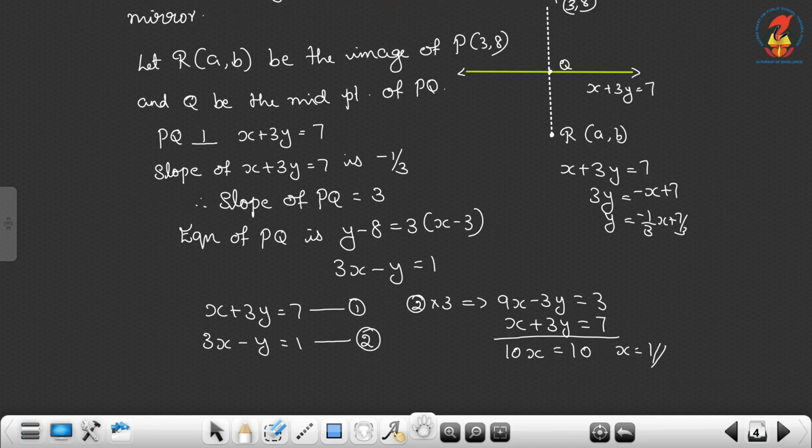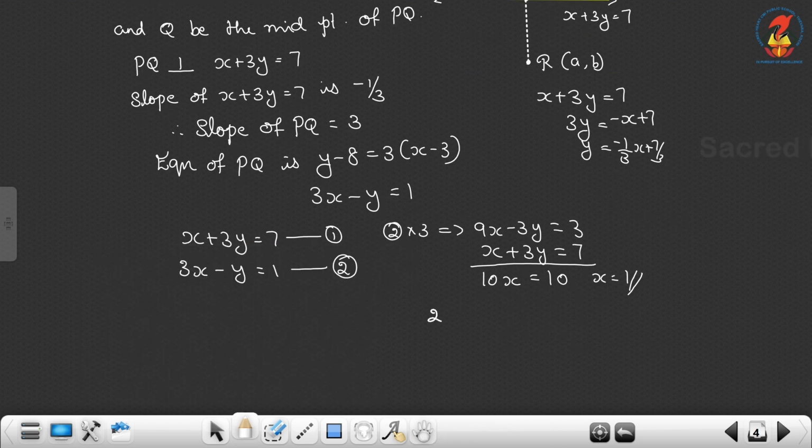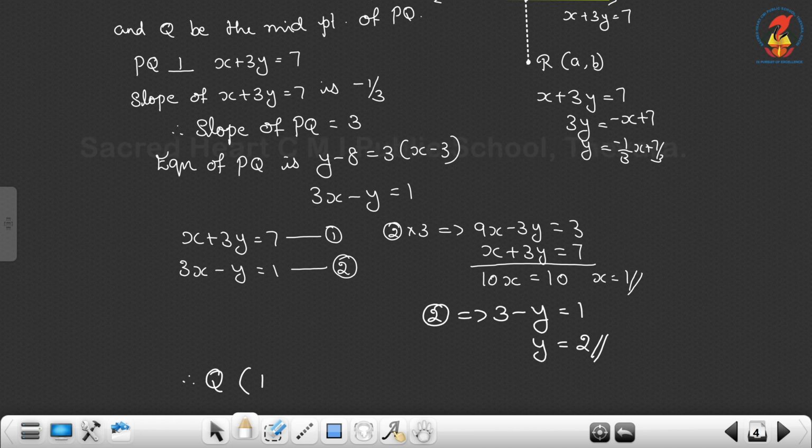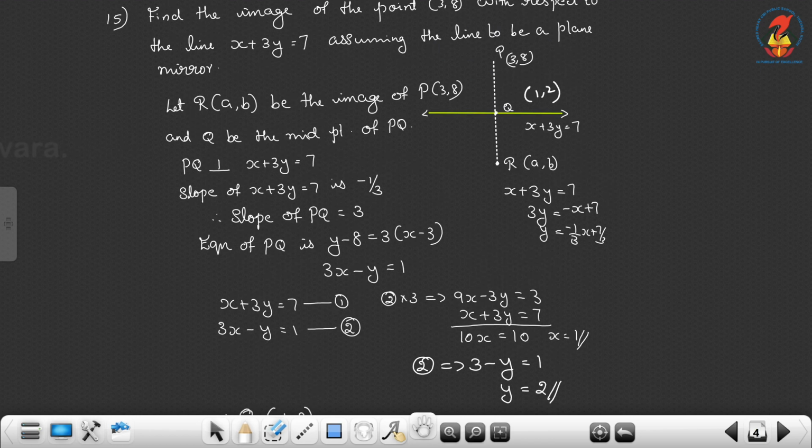When x is 1, what is y? In the second equation we can substitute: 3 minus y is 1, or y is equal to 2. Therefore, Q coordinates are 1 and 2. Okay? Q is (1, 2). Now, we apply the midpoint formula.